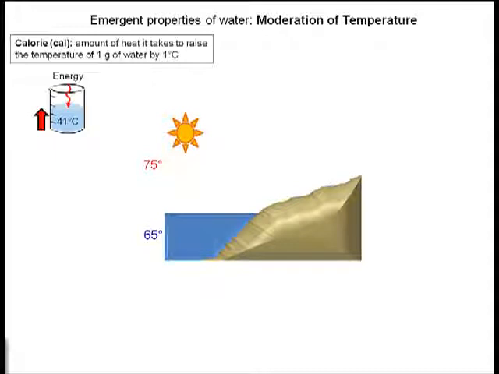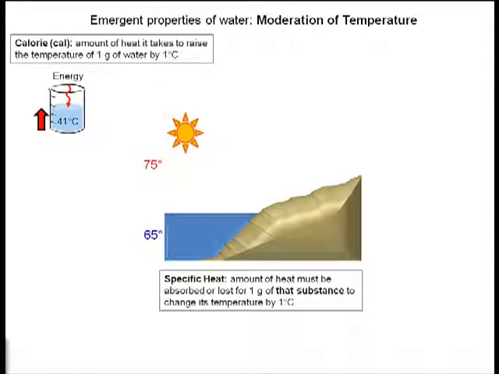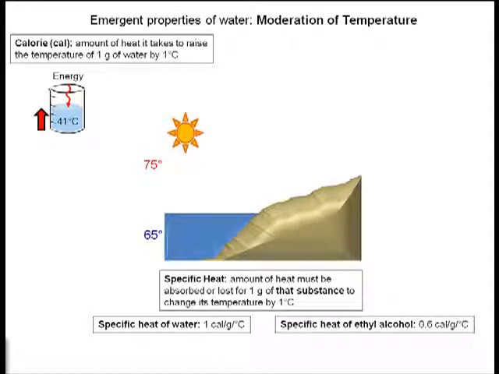In order to understand how coastal temperature moderation works, we need to understand a principle called specific heat, which is the amount of heat that must be absorbed or lost for 1 gram of a substance to change its temperature by 1 degree Celsius. Now, water, we know, requires 1 calorie of heat to change its temperature by 1 degree Celsius. So that's the specific heat of water. We can compare that to another liquid, say ethyl alcohol, which has a specific heat of 0.6. That means it requires 0.6 calories to change 1 gram of ethyl alcohol by 1 degree Celsius.